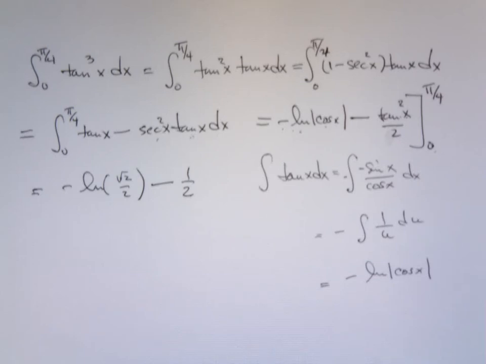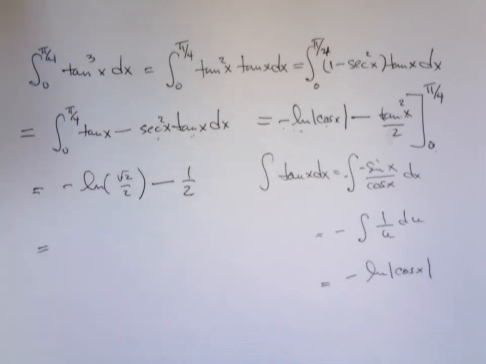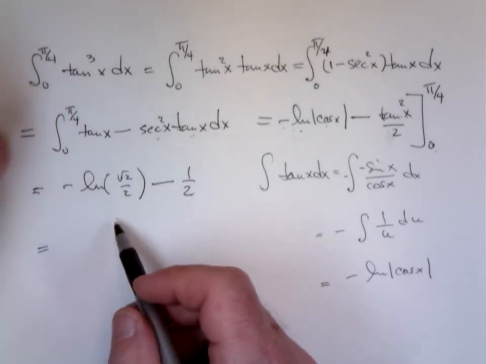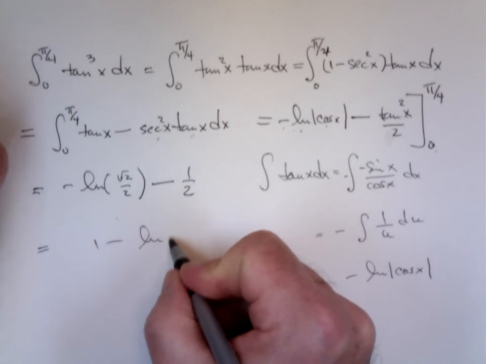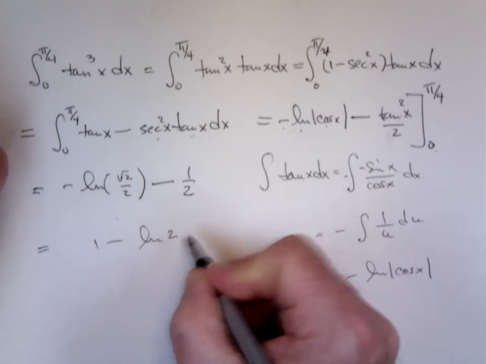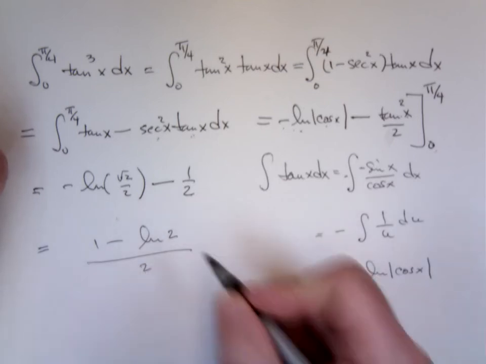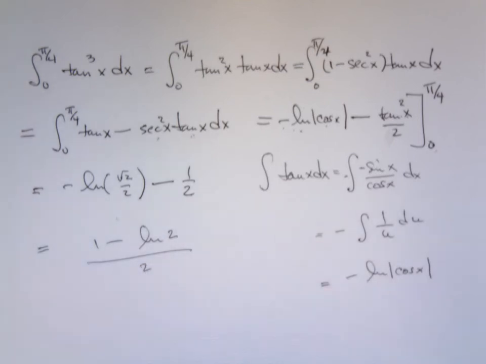Yes, Nick? That last answer, could it be written as 1 minus ln 2 over 2? Right, what do you want to write it as? 1 minus ln 2 over 2, is that square root 2 over 2? Just put a 2 and then all over 2? Does that not work? I don't know, maybe it works.